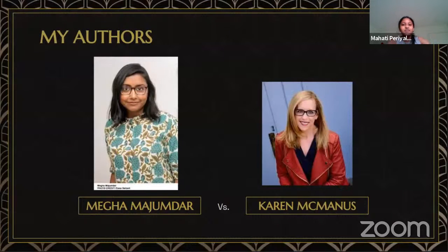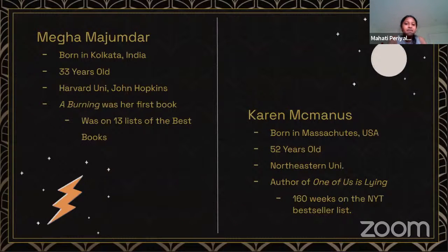My authors are Megha Majumdar and Karen Mcmanus. I have read both of their books and I will compare and contrast them, but let's get to know them more on the next slide. Megha Majumdar was born in Kolkata, India. She moved to the US to attend college at Harvard University where she was a Traub Scholar, followed by graduate school on social anthropology at Johns Hopkins University. She works as an associate editor at the Catapult and lives in New York City at 33 years old.